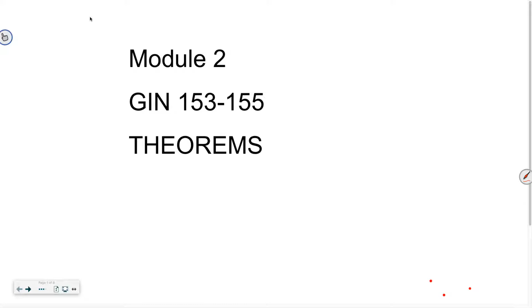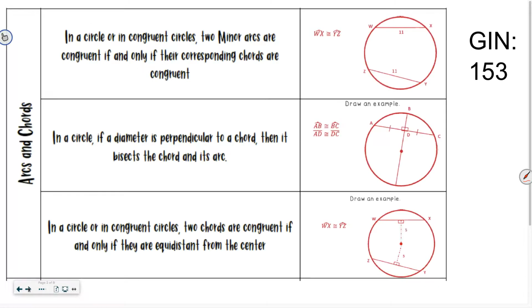Now, you needed the pages to glue in, so that the theorems are already written down for you, and then you just need to add in the diagrams to help you understand these theorems, okay? So we're gonna start with page 153, and at the top, these are talking about theorems that have to do with arcs and chords. So the first theorem says, in a circle or in congruent circles, two minor arcs are congruent if and only if their corresponding chords are congruent.